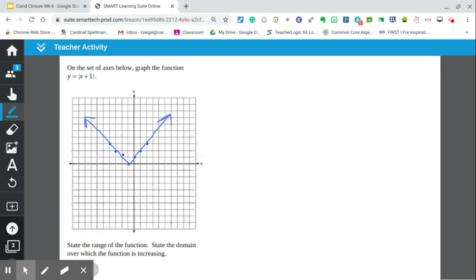Okay? Now it says state the range of the function. The range are all the y values. Let me try it slower. The range is all above the x-axis. So that's a y value. So it's y greater than 0. It's actually greater than or equal to 0 because one of the y's is 0, right? Negative 1, 0.